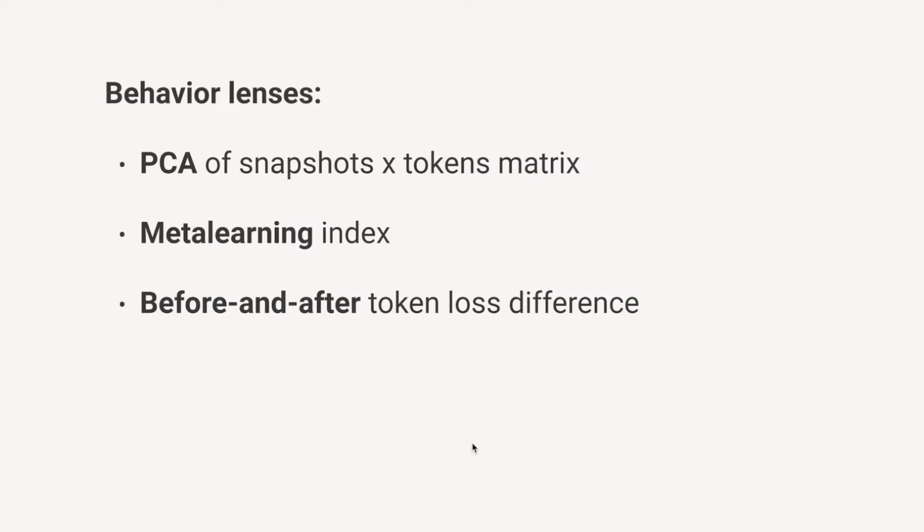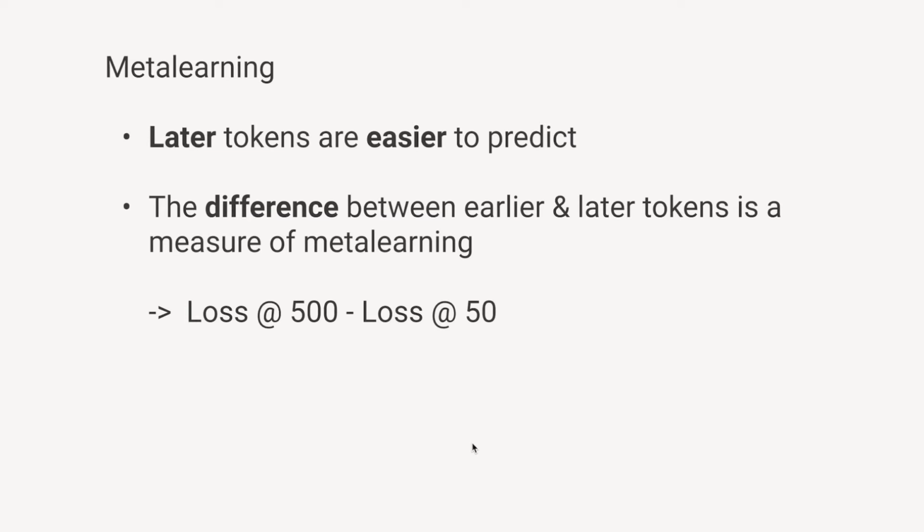The next lens that I'll introduce on understanding that token-wise loss matrix is meta-learning, or in-context learning. Meta-learning is the phenomenon that later tokens are easier for the model to predict. By meta-learning, we mean sort of learning how to learn. So the model has learned how to take information from early in the context and adjust its later predictions. As a measure of how good at this the model is, we'll take the difference between its loss on earlier tokens and loss on later tokens.